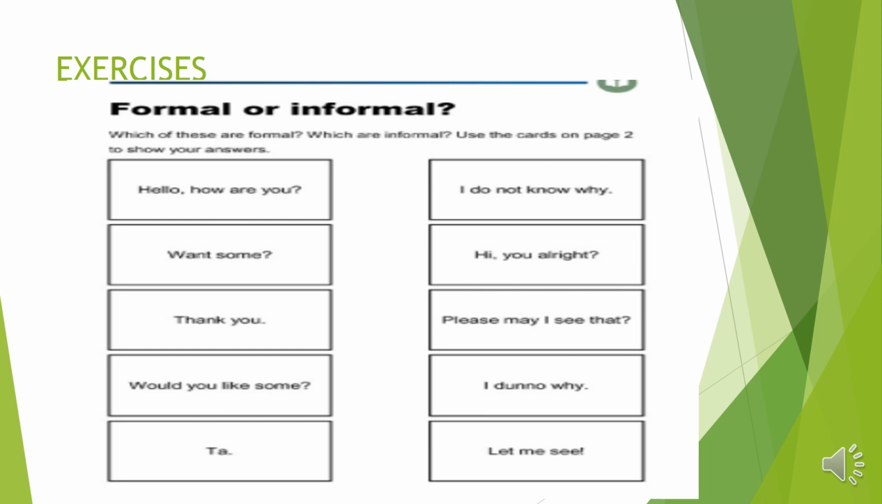Let's proceed to our exercises. Our exercises measure the viewer's ability. In the exercises, you are going to choose whether a particular word is formal or informal. Which of these are formal? Which are informal? I'm going to read the first column first, and then the second column. You're going to decide whether it is formal, and for the next column whether it is informal. But before you decide, we're going to read it first.